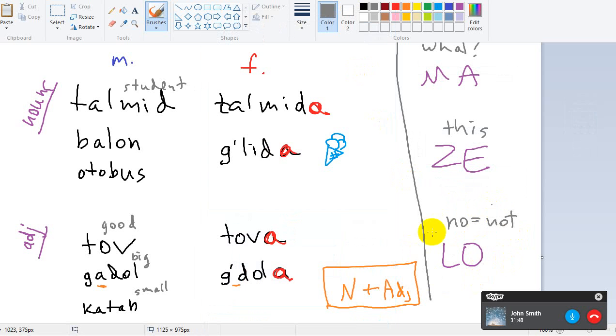Ani lo talmida. Talmida, katan means small, but we have to put it into the feminine form. It would be ktana. So again, I am not a little girl student. Ani lo talmida ktana. I'm not a little girl student. I'm not a small girl student.